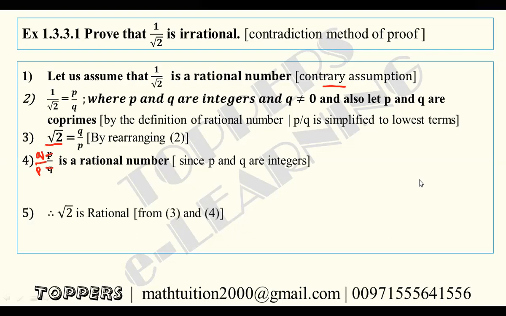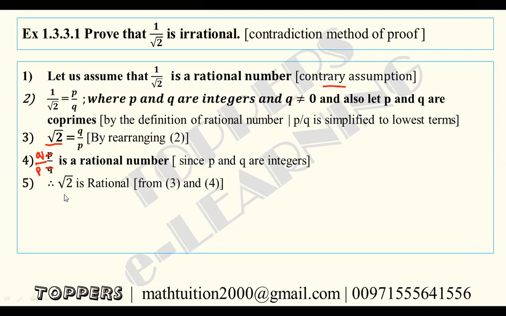Okay, so next step we can say that root 2 is rational. The reason is from statement 3 and statement 4. In statement 3 we are saying root 2 equal to q by p, and in statement 4 we are saying q by p, the RHS, the right hand side, is a rational number. So according to that, the LHS, left hand side, also should be a rational number. So we are making the statement that root 2 is a rational number.